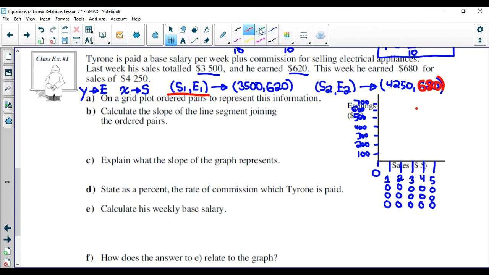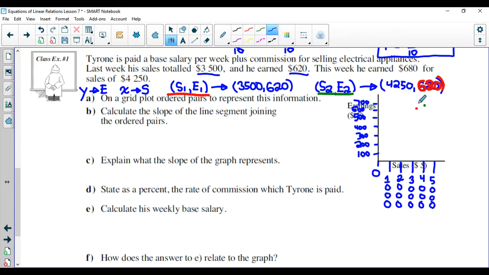Now let's try to plot the second point. Here's the problem with this: these two points are going to be ridiculously close to each other. This second point, we're at sales of 4,250, so that'd be about a quarter of the way between these two grid lines. But your earnings are just barely bigger, going from 620 to 680, so it might be up here. So you have these two points on the grid, and it says draw a line segment that connects these two points.